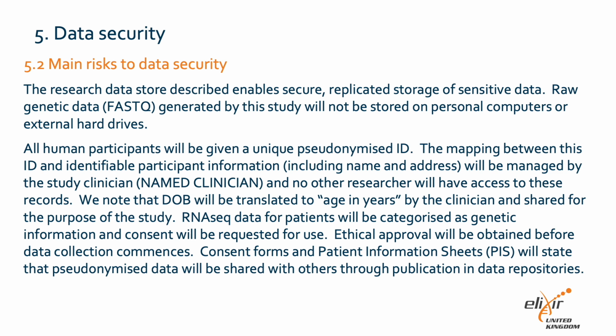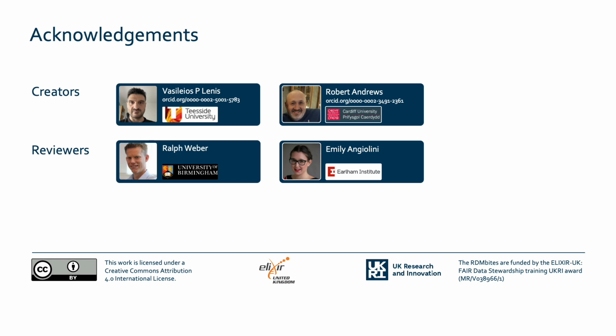In this section, we are looking to identify any potential risk to data security and processes we have put in place to mitigate these. So, that was the 6th part of our RDMbites series of things to consider when writing a DMP for a grant.